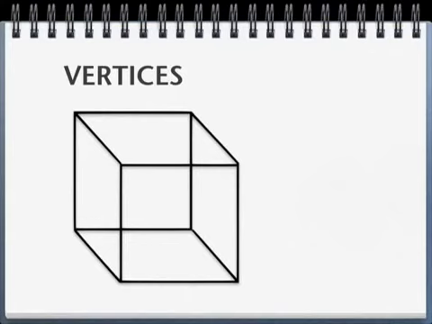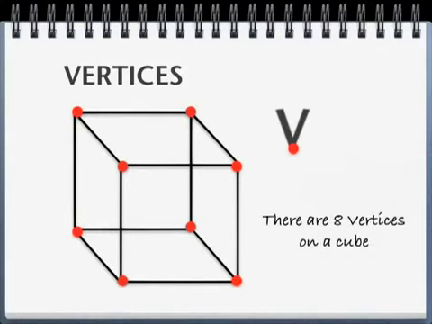Now we're looking at vertices. Vertices are the corners where the edges meet. I tell students to just think of a big V. The big V is the corner. And we just start dotting them. 1, 2, 3, 4, 5, 6, 7, 8. There are 8 vertices on a cube.